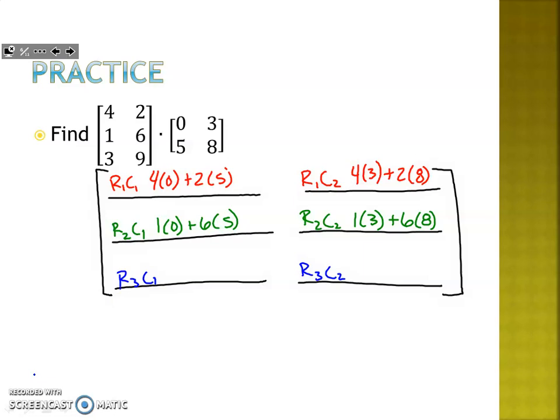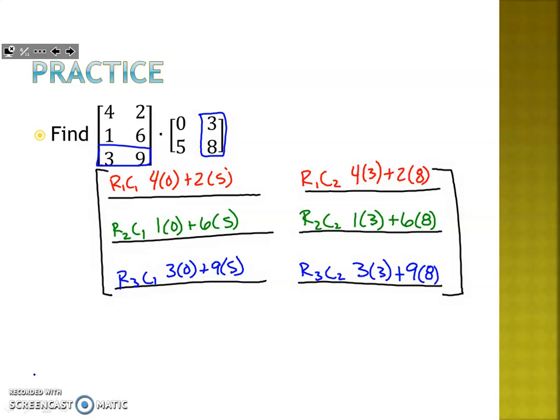Last row here, I've got row 3 times column 1. That's 3 times 0 plus 9 times 5. And then my last one here is row 3, column 2. So 3 times 3 plus 9 times 8.